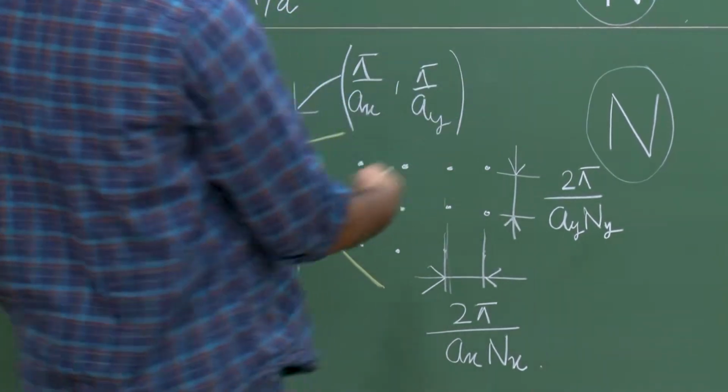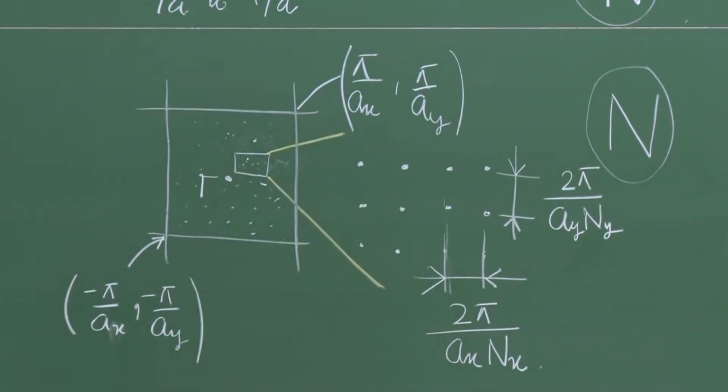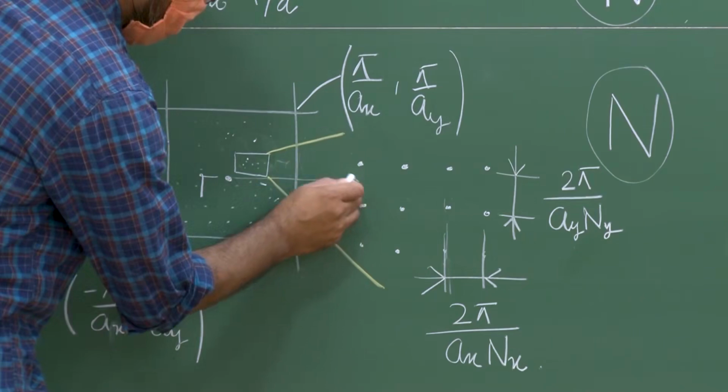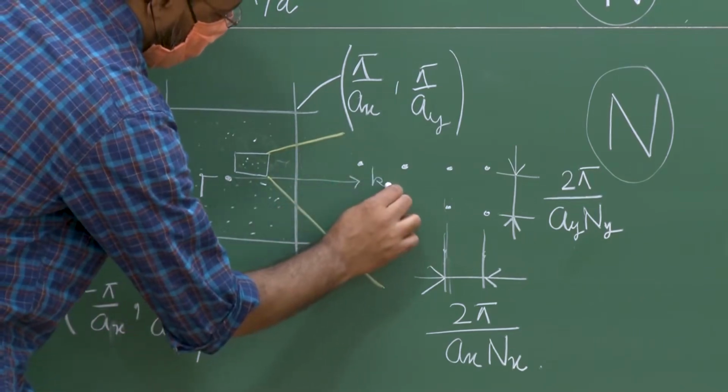The number of modes has changed, of course. Now, in this case, plotting the dispersion is a little bit tricky. You have kx, this axis is kx and this axis is ky.